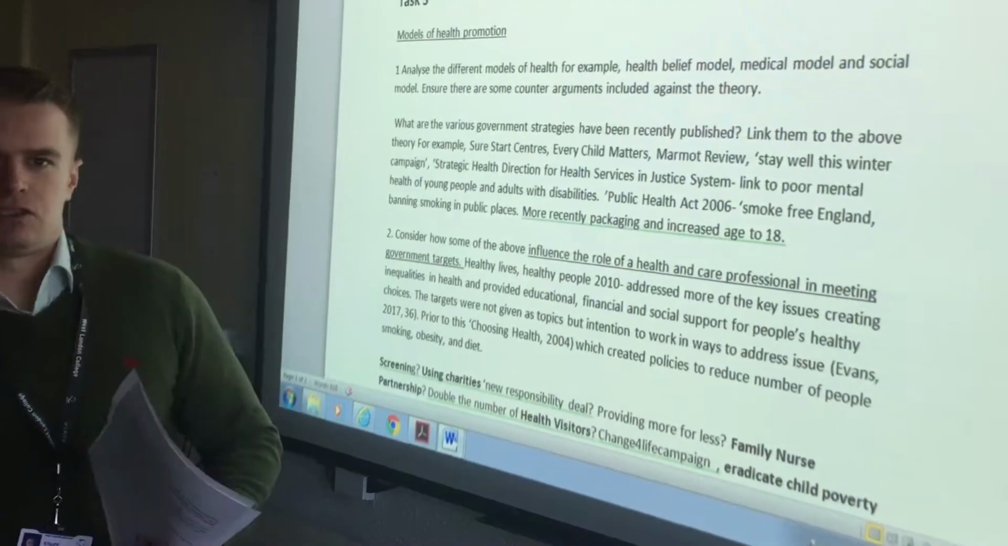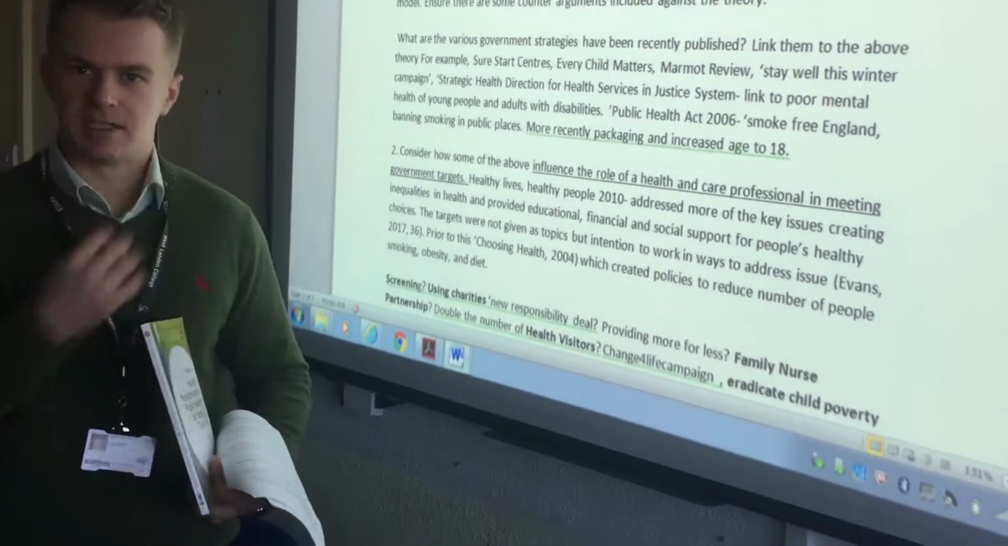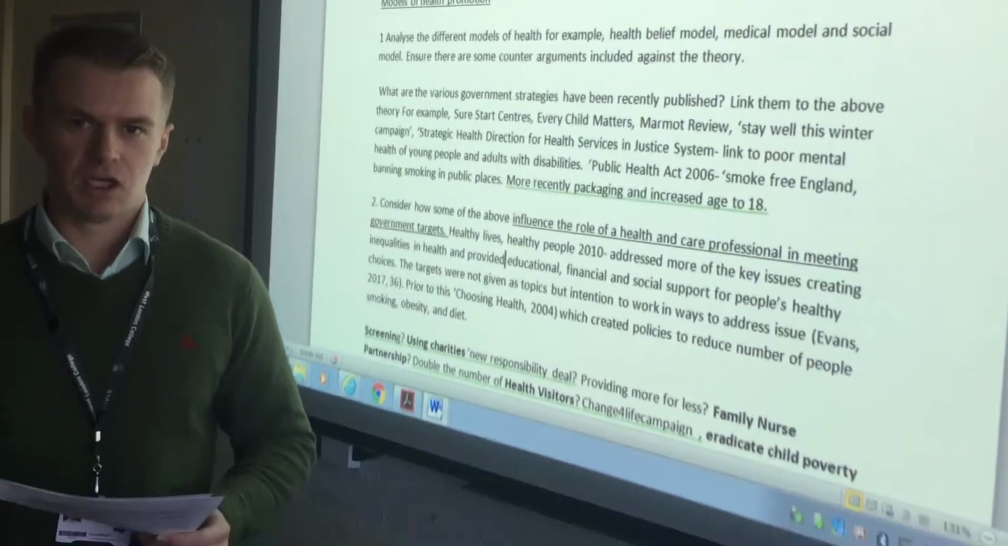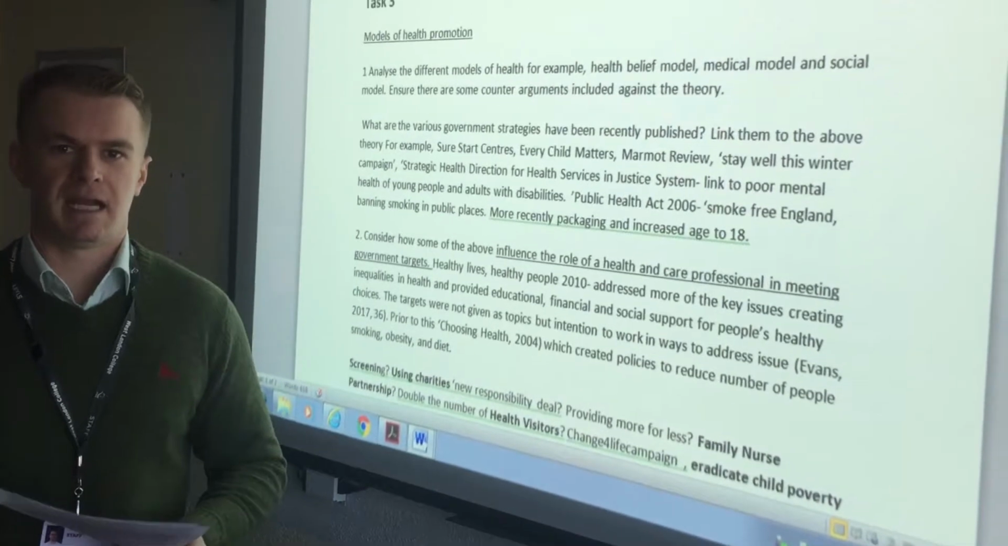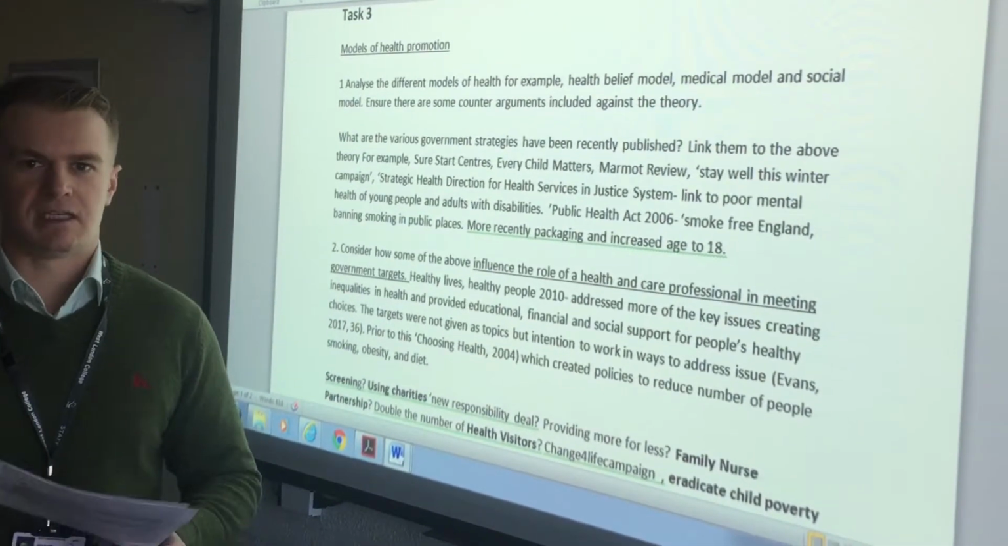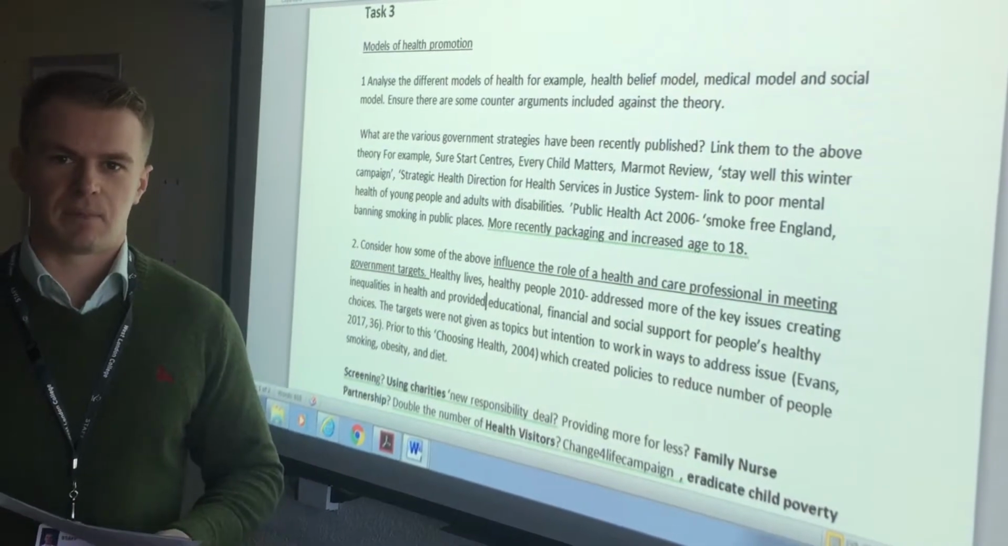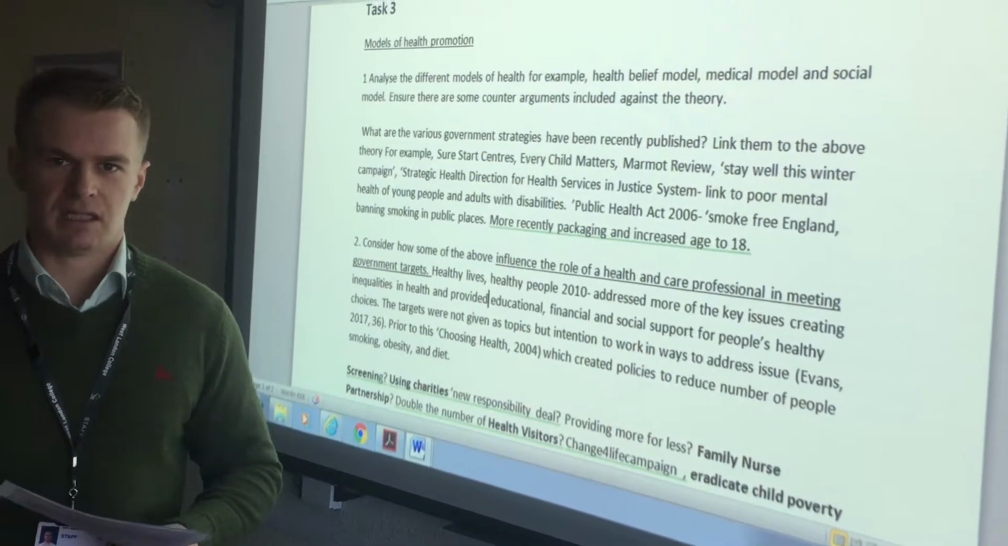The first thing to do before starting your assignment is just to be clear of the expectations in the module handbook. So really making sure you know what the learning outcomes are, making sure you know the assessment criteria, as well as the criteria for the pass, merit and distinction.